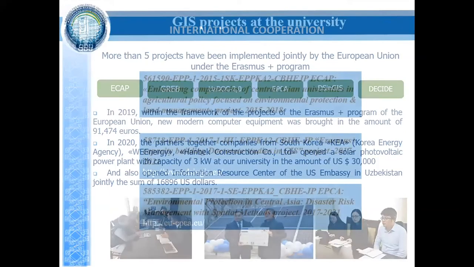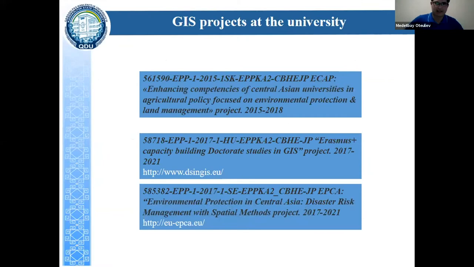So, at our university, here is a GIS, about GIS projects, which the first one is ECAP, and second is DISINGIS, and third is EPCA project. But ECAP project, as I told you here, it is in the 2015 and the 2018, it was finished, and now is continuing DISINGIS project and the EPCA project. EPCA project for environmental protection in Central Asia. DISINGIS project is about doctorate studies in GIS.